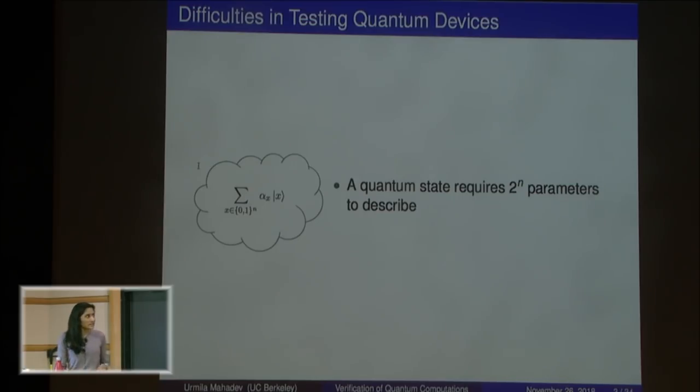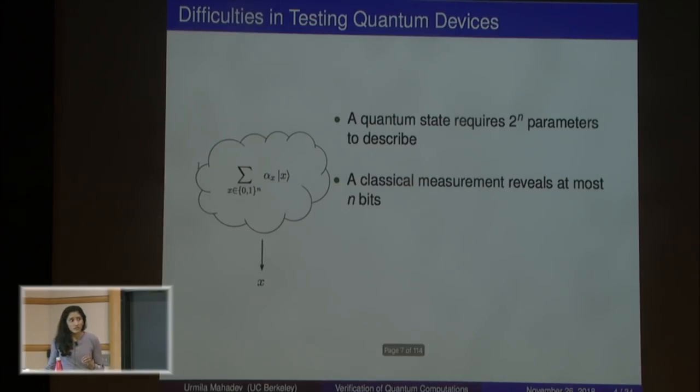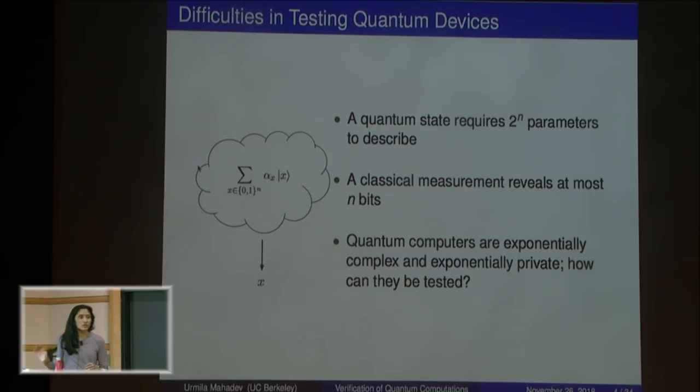Now, even if we can't classically simulate these devices, in order to test them, we would have to be able to classically access some information about the quantum system. The way to do that is through measurement, but this brings up another major obstacle. Due to a fundamental theorem in quantum information theory called Holevo's theorem, a classical measurement of a quantum system can reveal at most n bits of the system, even if the system itself requires 2 to the n parameters to describe. So what I'm saying is that quantum systems are not only exponentially complex, but also exponentially private. And because of this, the question of testing quantum computers is extremely difficult.